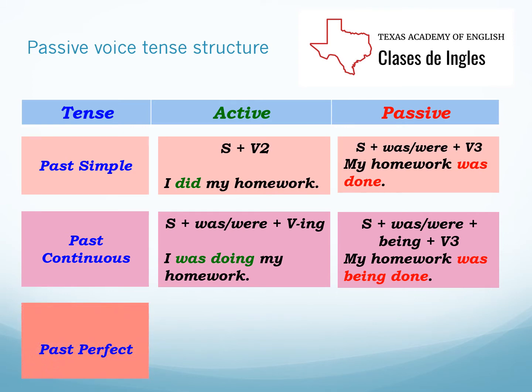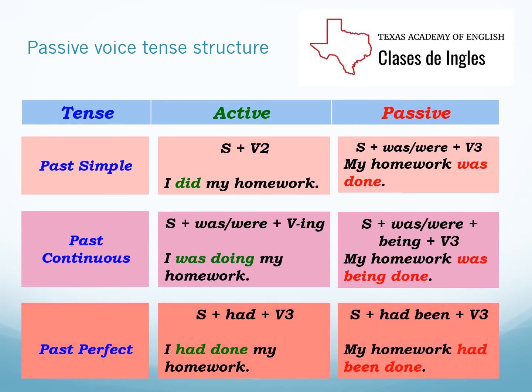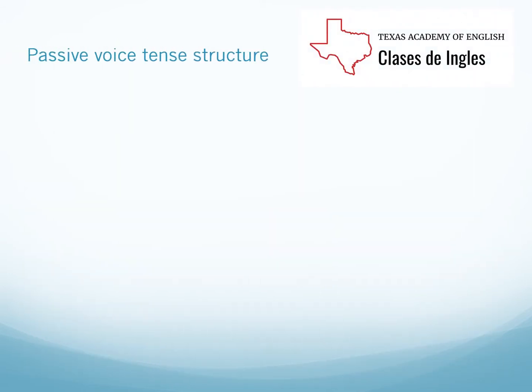In the past perfect, we use the subject plus the verb had plus the past participle. I had done my homework. And in the passive voice, we say my homework had been done. Notice the structure, subject plus had been plus the past participle. Okay, continuing on.